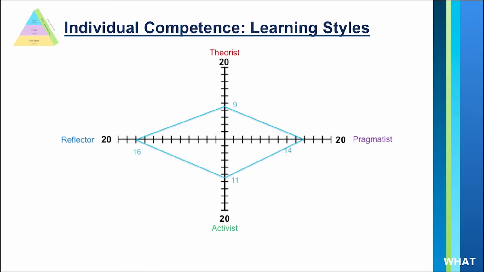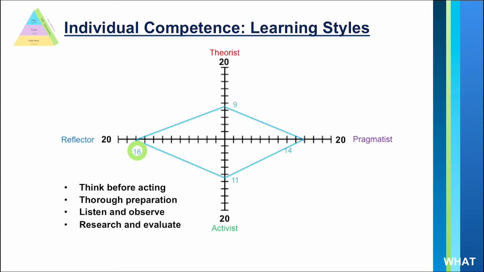I will start assessing my individual competence through my first test, which is learning style. As we can see, my highest score is reflector. As a reflector, I like to think before taking actions. I like to have thorough preparation. I like to listen and observe to evaluate all possible angles before making a decision.